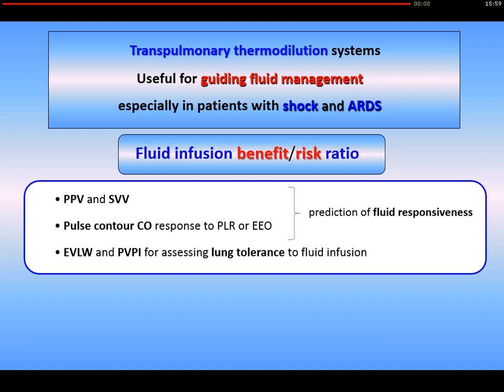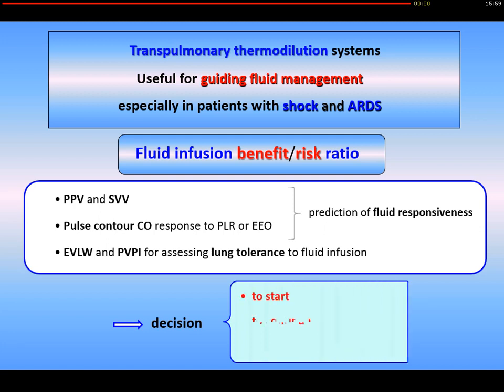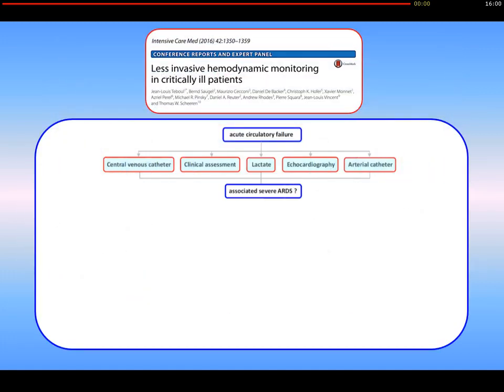They can be very useful for assessing lung tolerance to fluid infusion. So you have the numerator and the denominator just in front of you, and you can decide to start, to continue, or to stop fluid infusion, which is very practical. And this is what we propose in the paper already mentioned by Thomas Sharon this morning.